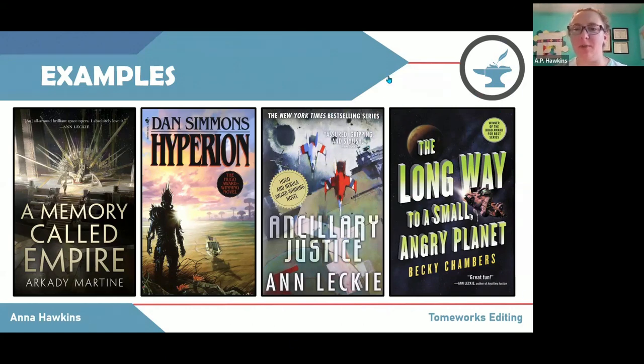And then A Long Way to a Small Angry Planet. This is cozy space opera. We've talked about cozy fiction on here before. This is cozy space opera. It's about found family, but again, the technology kind of fades into the background. Yeah, they're in space. They're traveling through space. They're on a spaceship the whole time. But the story is about the characters and the people.